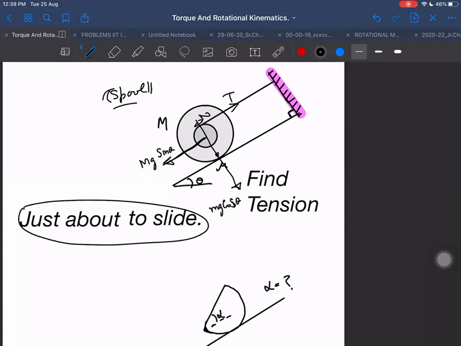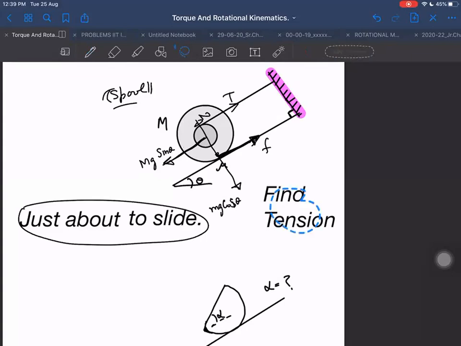Upwards, sir. Its tendency is to move downwards. Maybe upwards, but I'm not sure. It depends on the values of mg sin theta and tension. I don't know, but when I don't know, I will choose some direction. Don't worry if you don't know. You can still assume any one direction, and I'm assuming the upward direction right now.